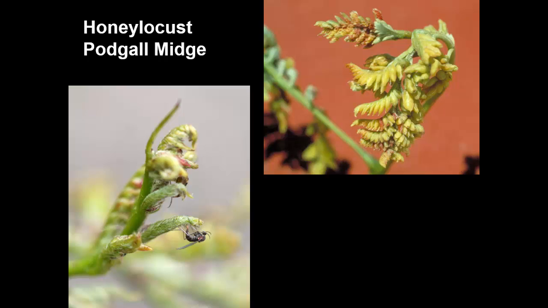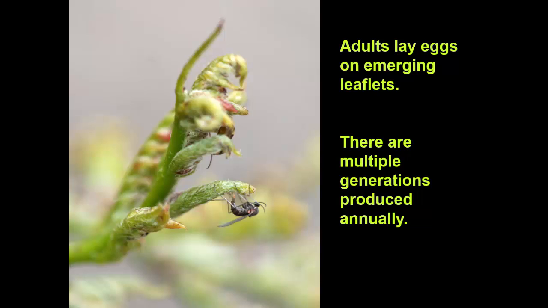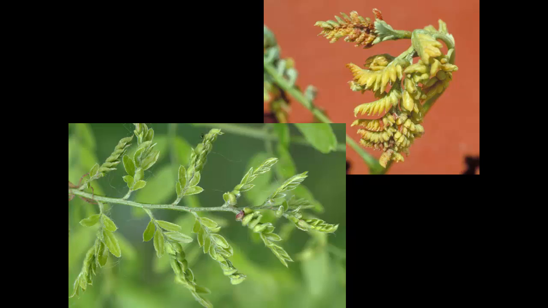They kind of look vaguely mosquito-like or fungus gnat-like, but they have a habit of reproducing within plants, and often make some sort of distortion. So the adults are going to lay eggs on emerging leaflets, and in this case there will be multiple generations produced annually, because honey locust produces new growth over a multi-month period, so there's new growth all the time.